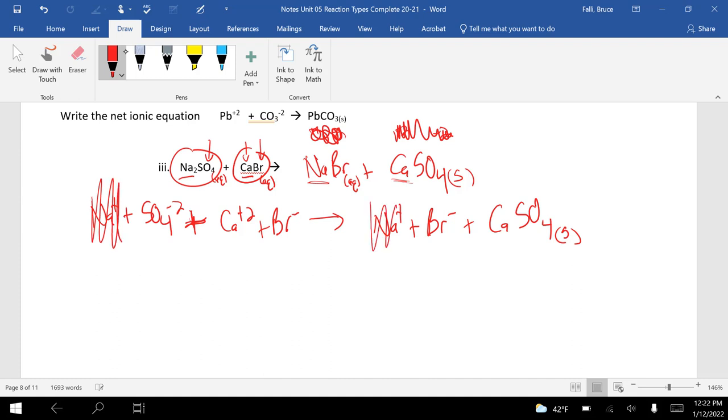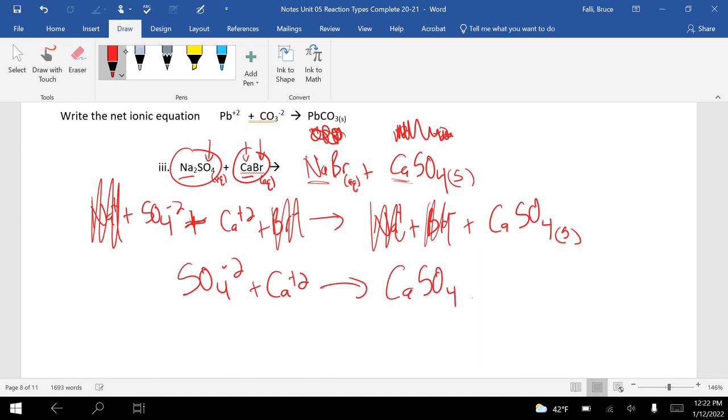Canceling out the ones I don't like because they're on both sides. Na's on the left, Na's on the right, Br's on the left, Br's on the right. And write my reaction, SO4 negative 2 plus Ca plus 2 yields CaSO4 solid. You do want to indicate this is a solid.